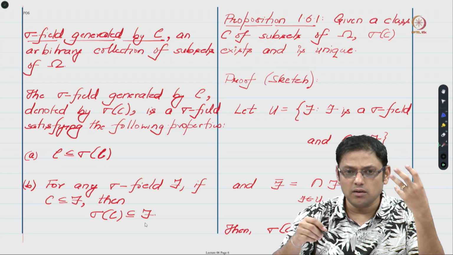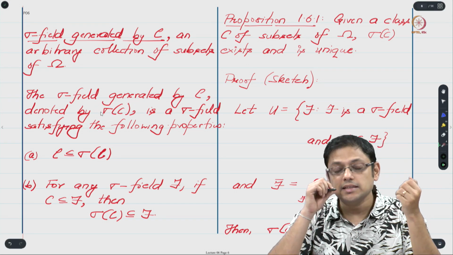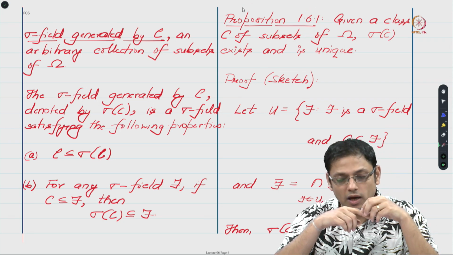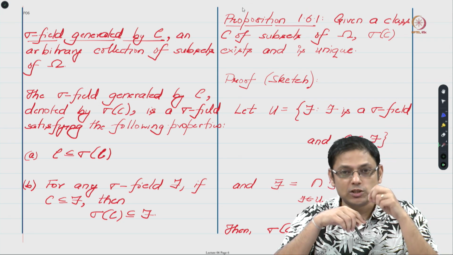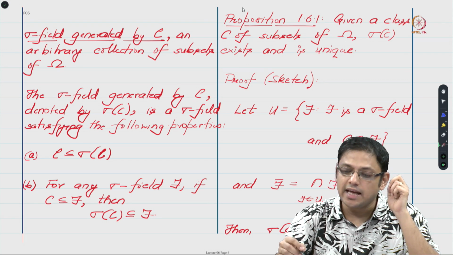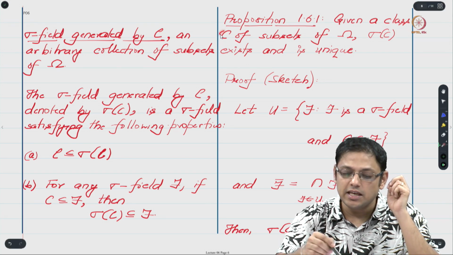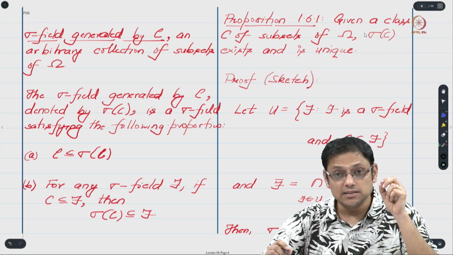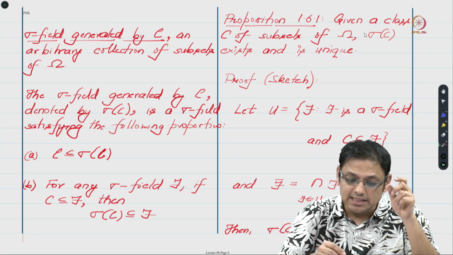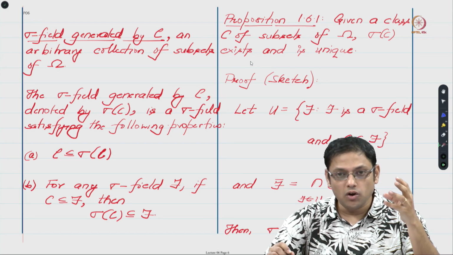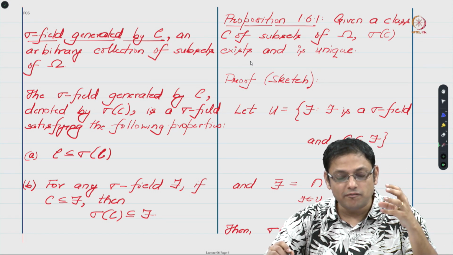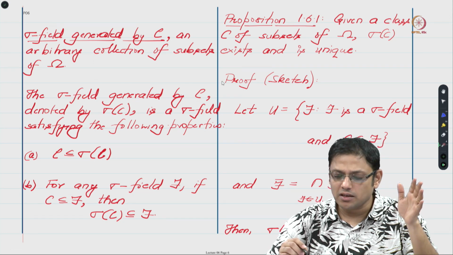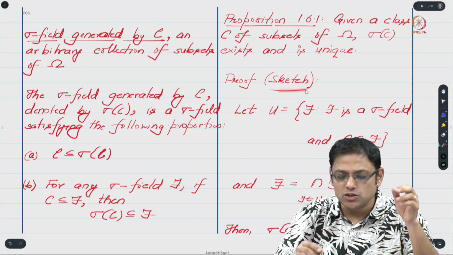One can ask, does such a sigma of C exist, is it unique, and so on. Proposition 1.6.1 from this probability textbook gives an answer to this question. It says that suppose you give me a collection C of subsets of omega, then sigma of C, the sigma field generated by C, exists and is unique. Recall that sigma of C is the smallest sigma field containing C. You can go over the proof, but here is a quick sketch.